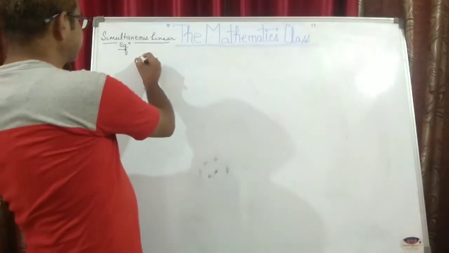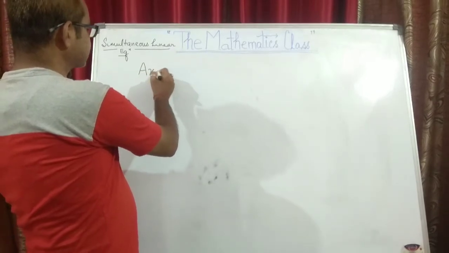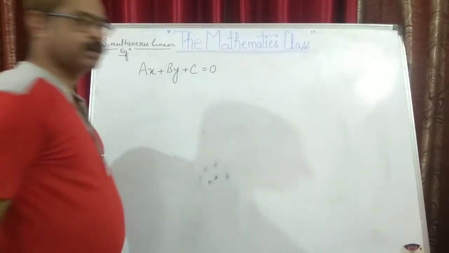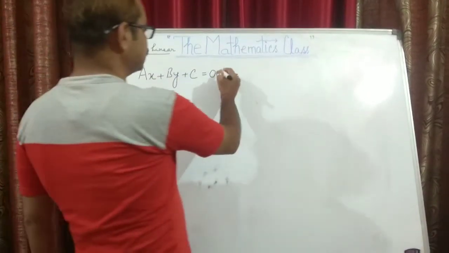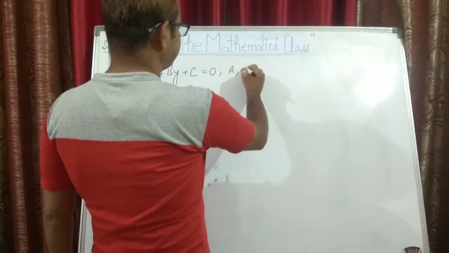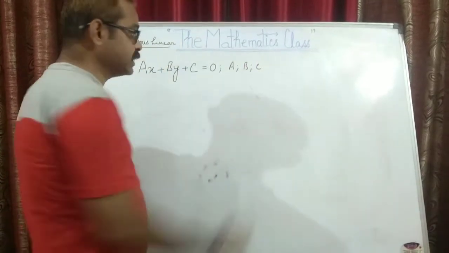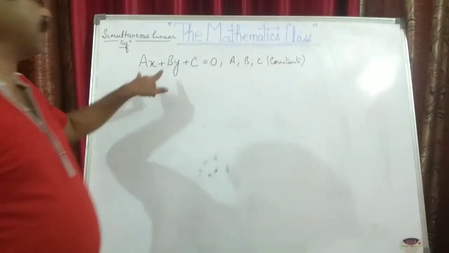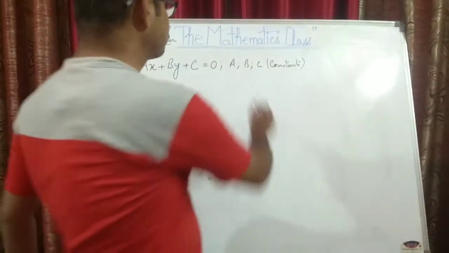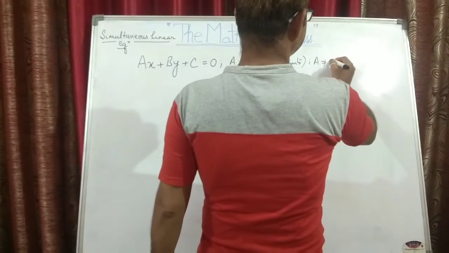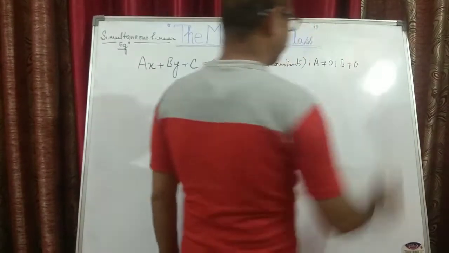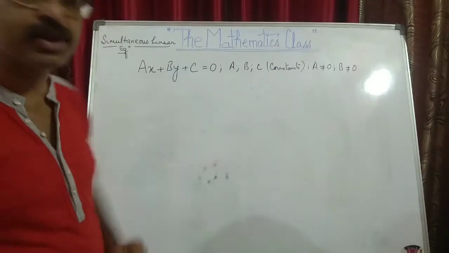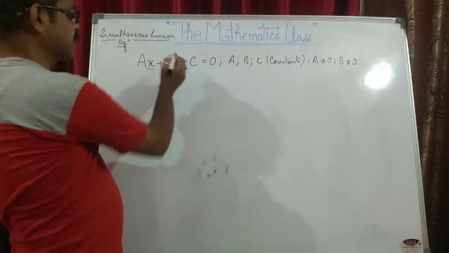Any equation which is written in the form of ax plus by plus c is equal to 0, where a, b and c are constants, and a and b are never equal to 0, is known as a linear equation in two variables, where x is one variable and y is one variable.